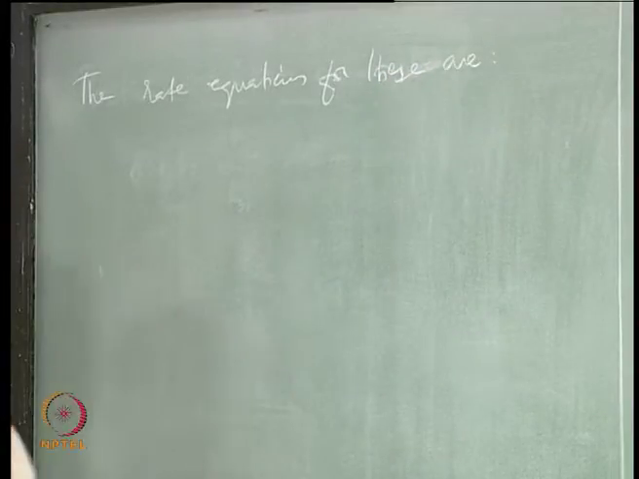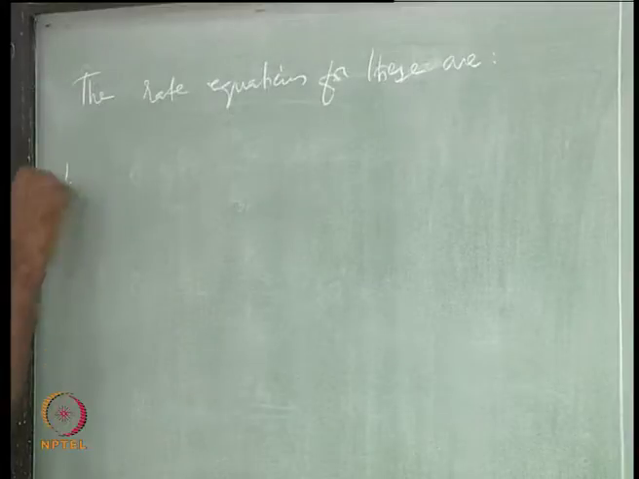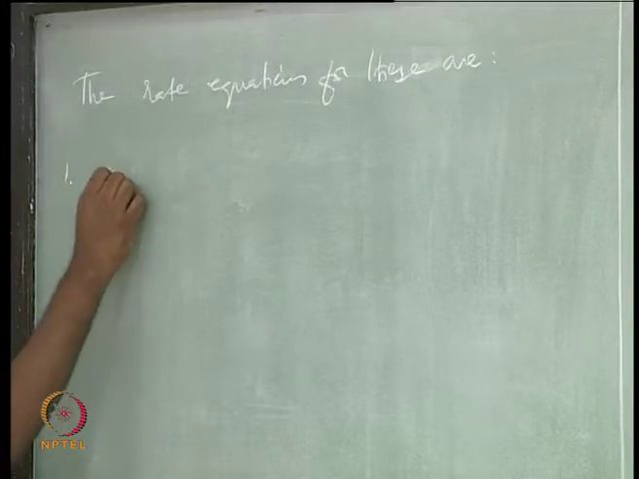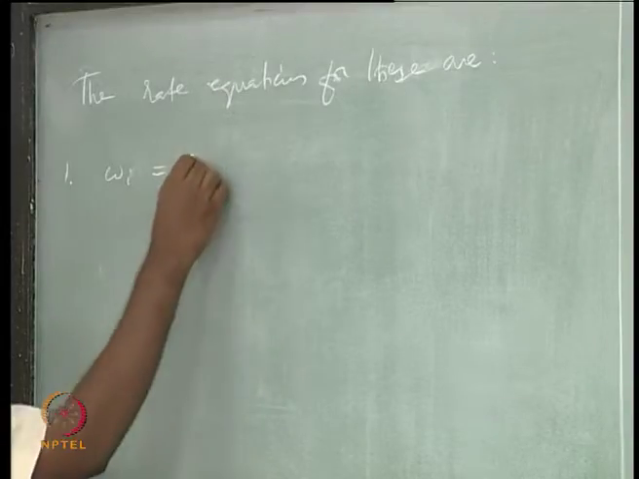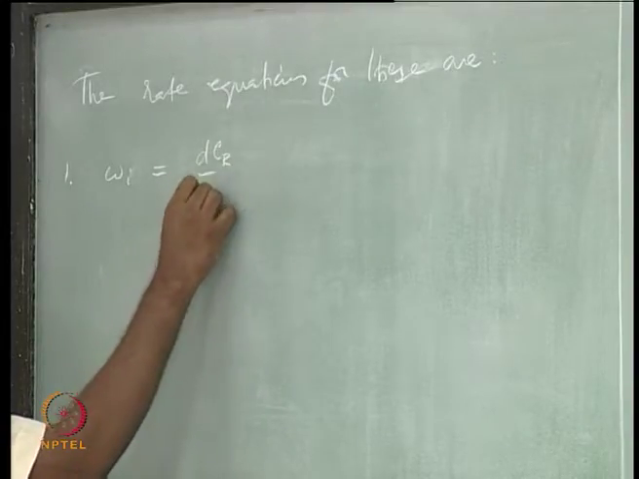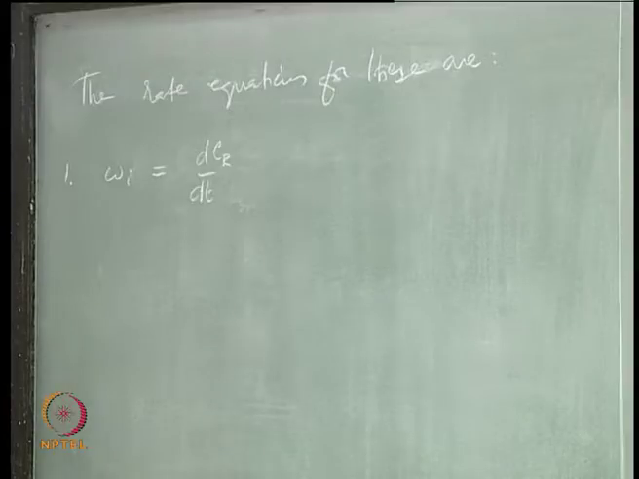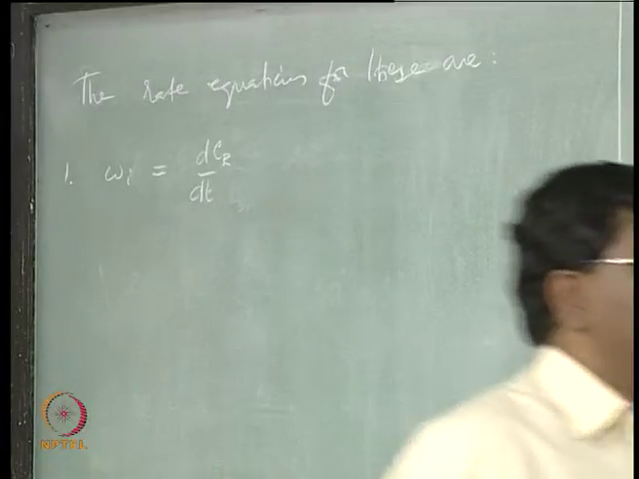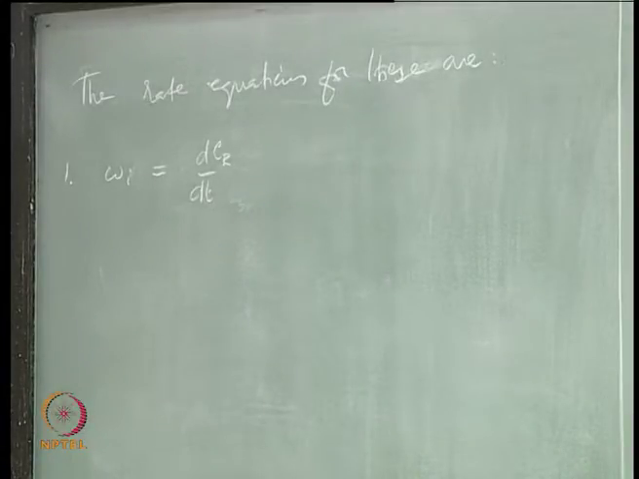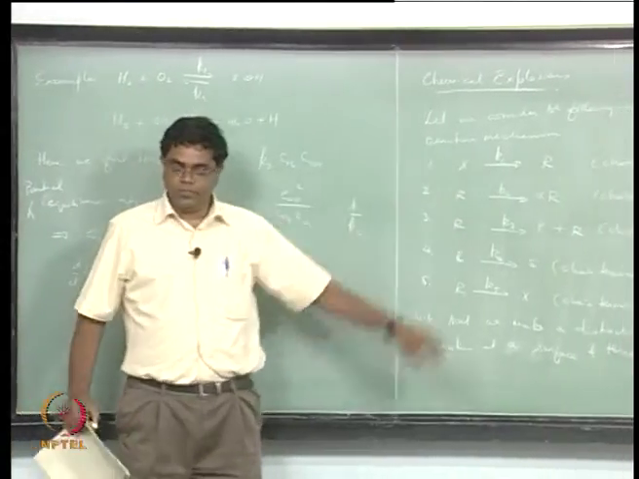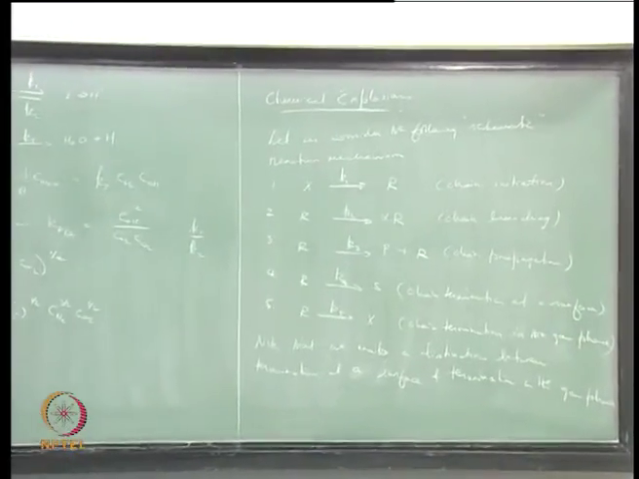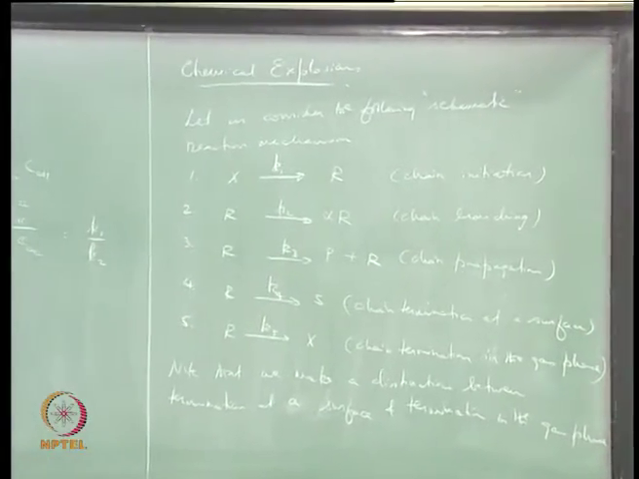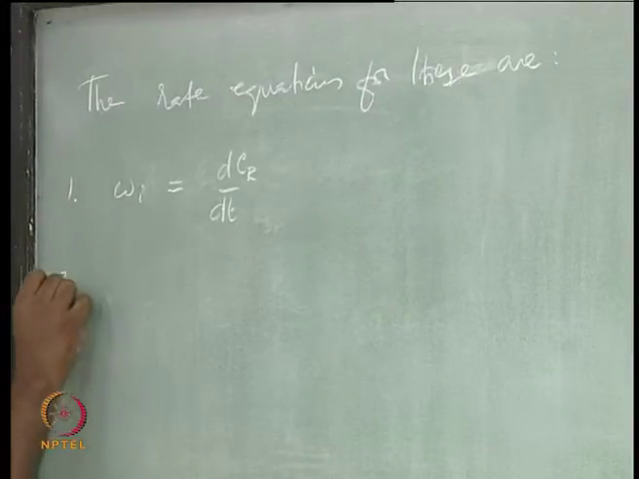one, let us call this omega I for the chain initiation step. All we are going to write is dCr over dt, because we do not want to worry about the fact that it depends on the concentration of X. We could write K1Cx for example, but let me not worry about it. I am just going to keep this as omega I.